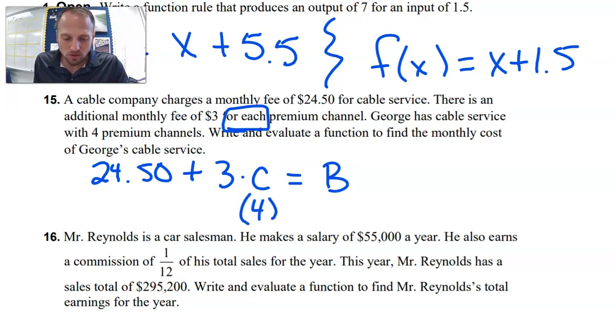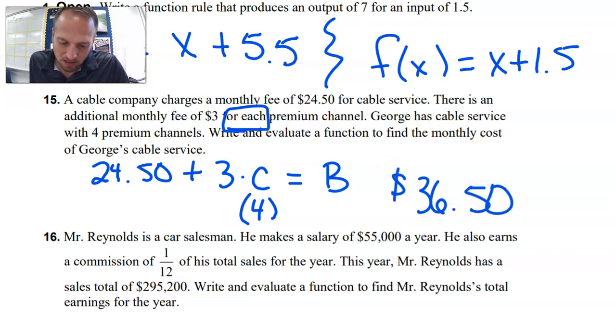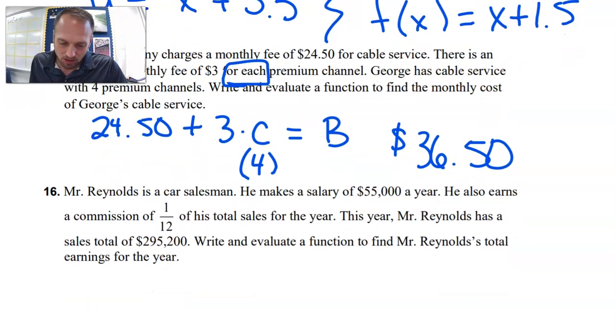If I put 4 in for C right there, $24.50 plus 3 times 4, just punch that into your calculator. That's all you've got to do. And this is going to be $36.50. That is George's monthly bill. All right, let's look at the next one.